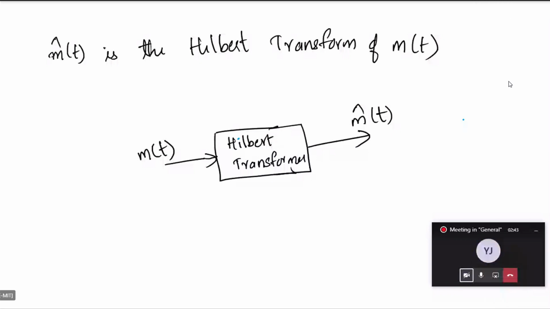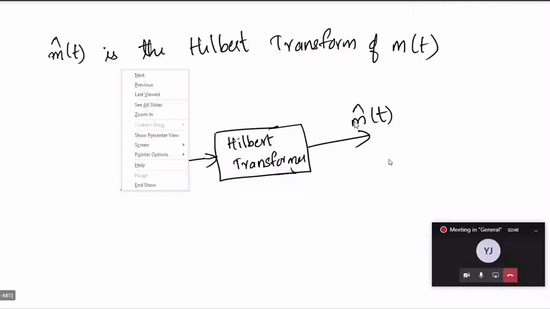So see, the point over here is, as he pointed out, you can see that the input signal of the Hilbert transformer is in time domain. It is m(t) in the time domain, and the output is also in time domain. So this transform, whatever you call the Hilbert transform, is not a transform like Fourier or Laplace, which transform the signal from time domain to frequency domain.